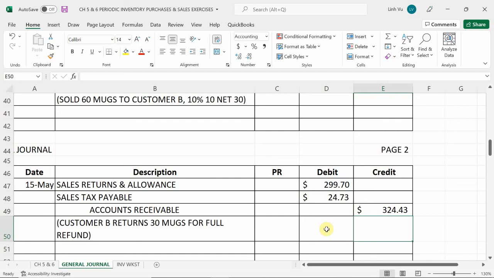Since he never paid me in the first place, it's going to reduce off of what he owes. So in this case, think about it like a credit card, right? He purchased something on a credit card, you're not going to give him money back. You're going to refund it back to his account. Okay? So therefore, we're going to reduce the amount that he owes me to $324.43. Okay?